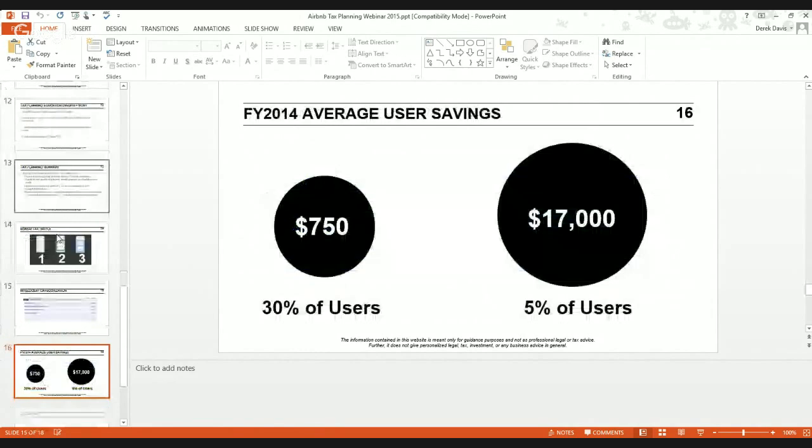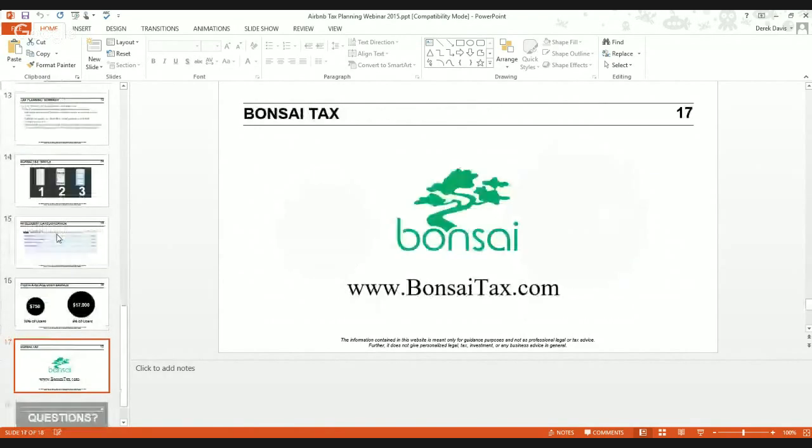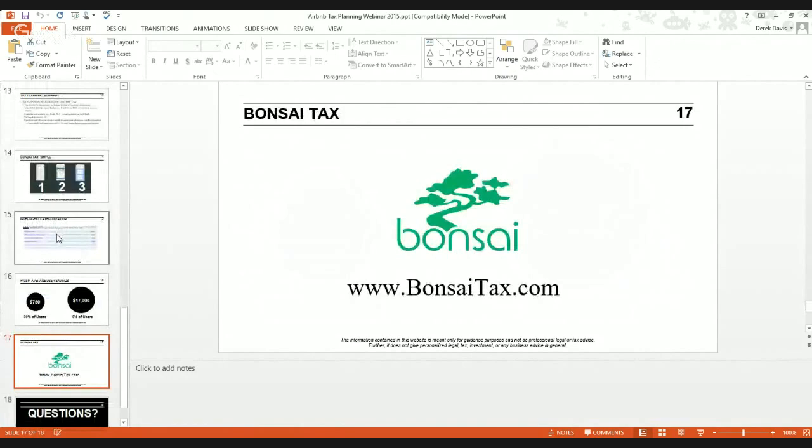We launched the alpha version of Bonsai earlier this year for this 2014 tax season. And at least 30% of our users had $750 in tax savings. And our top 5% of users had over $17,000 in tax deductions. We're currently live in the iOS store, and we're hoping to build an Android version before the end of this year. So if you want to learn more, the app is currently free, and our website's bonsaitax.com.